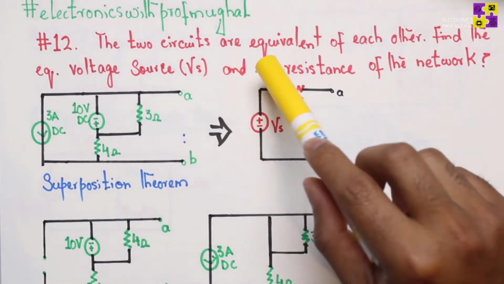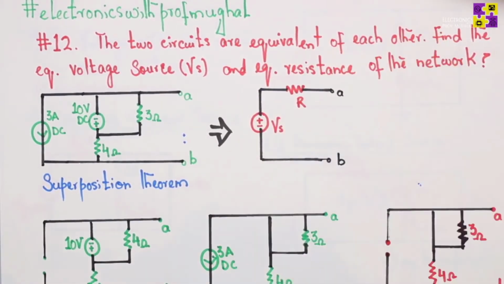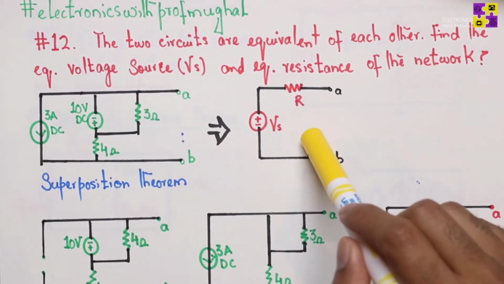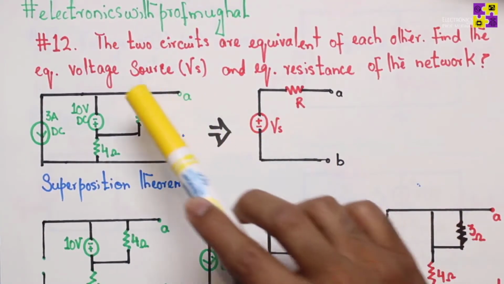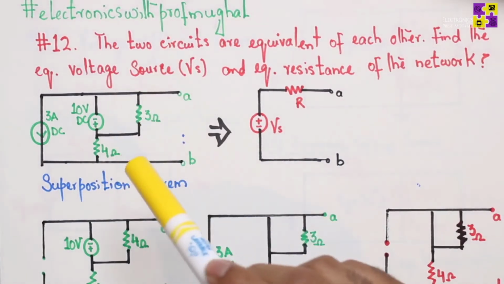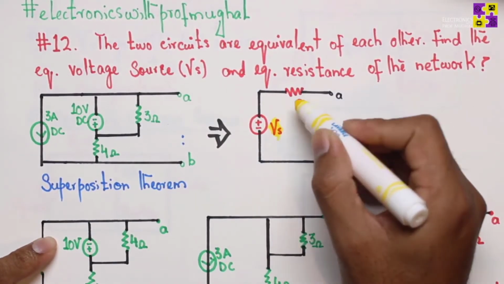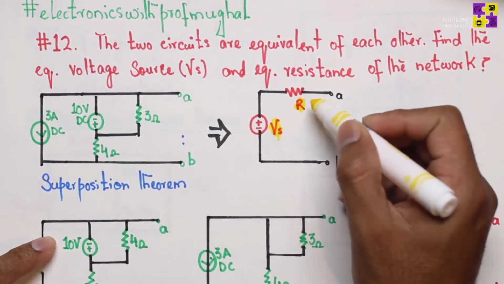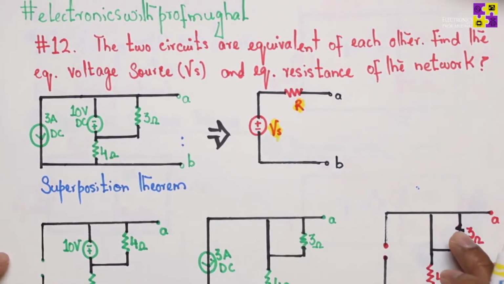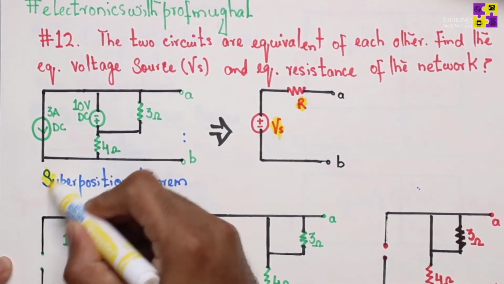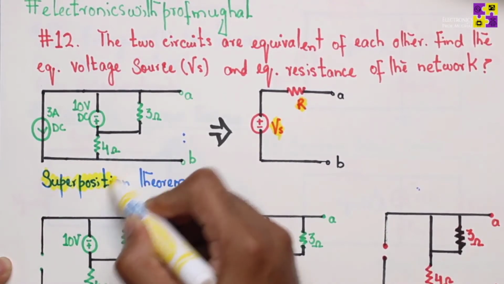The two circuits are equivalent to each other, meaning the circuit on the left is equivalent to the circuit on the right here. Find the voltage source and the equivalent resistance. So we have to find the voltage source and we have to find out the resistance. One of the best approaches to a problem like this is to apply the superposition theorem.